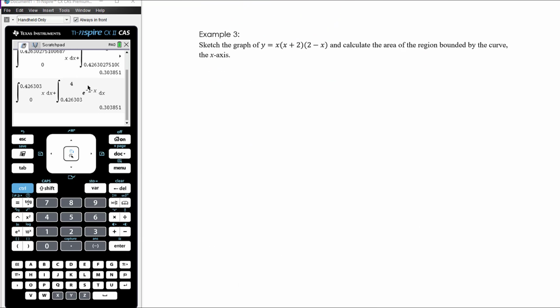Sketch the graph and calculate the area of the region bounded by the curve and the x-axis. Okay, so we have a cubic graph here. It's a negative cubic. If you were to expand it out, you would have negative x cubed. It's got x-intercepts at 0, 2, and negative 2. So we should be able to plot that without too much calculation, with all the information that we need to be able to find the area.